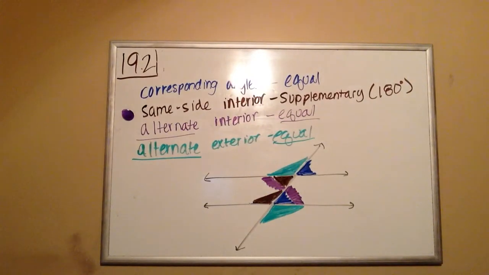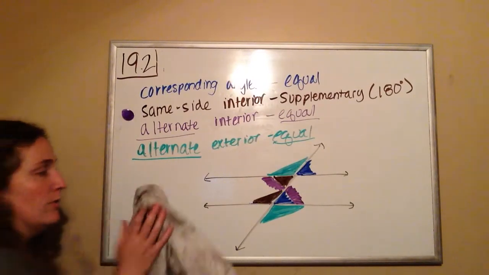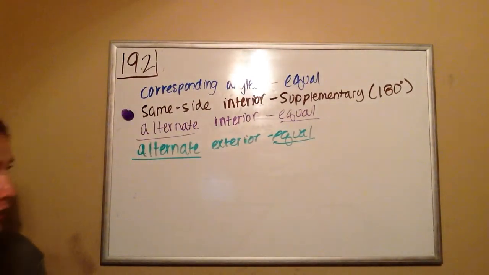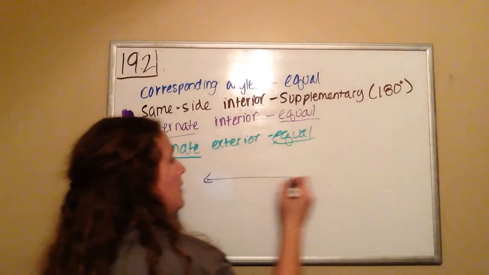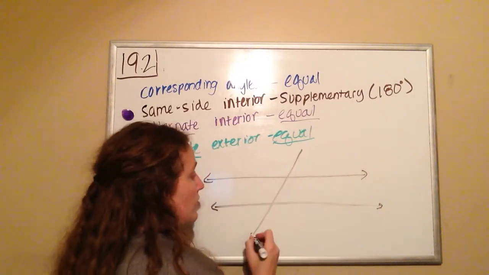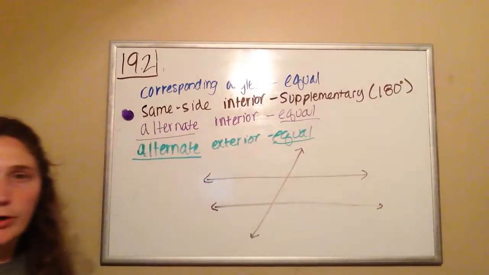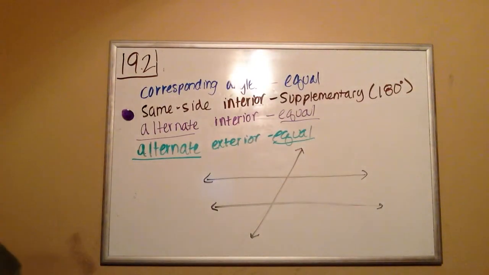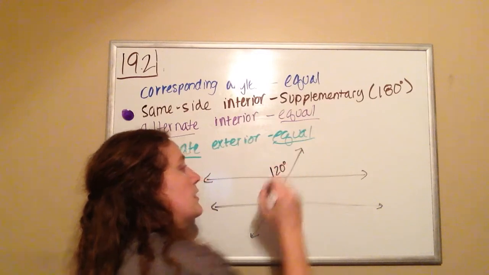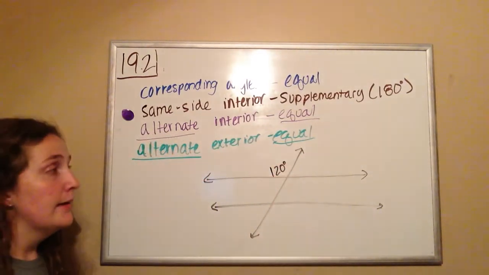Alright, so that's just kind of a diagram. For me, it really helps to look at the colors and look at this diagram. So let's see if we can make it useful for us. Given these parallel lines with a transversal, let's see if we can do some work. Let's say we know that this is 120 degrees. Let's see what we can do with that.